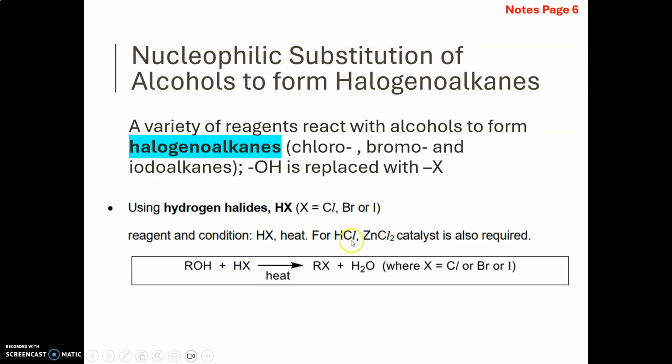Take note that hydrogen chloride, when you react it with alcohols, you also need a zinc chloride catalyst. It acts as a Lewis acid, so it will react with the alcohol to make it more reactive towards nucleophilic substitution.